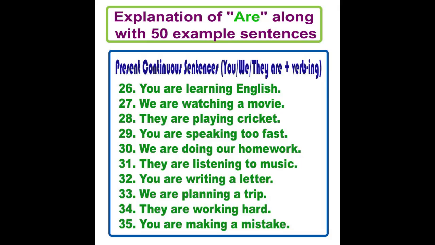Present continuous sentences. You, we, they are plus verb-ing. 26. You are learning English. 27. We are watching a movie. 28. They are playing cricket. 29. You are speaking too fast. 30. We are doing our homework.